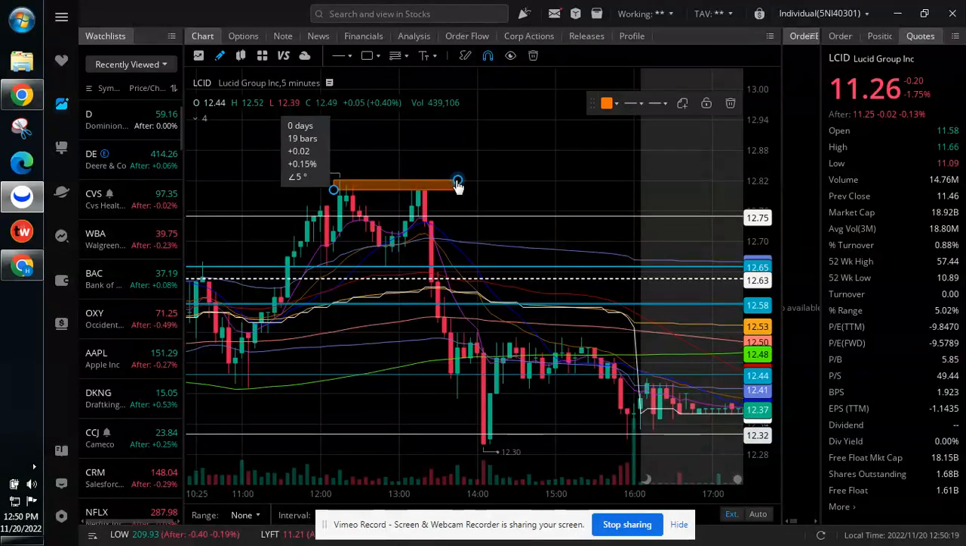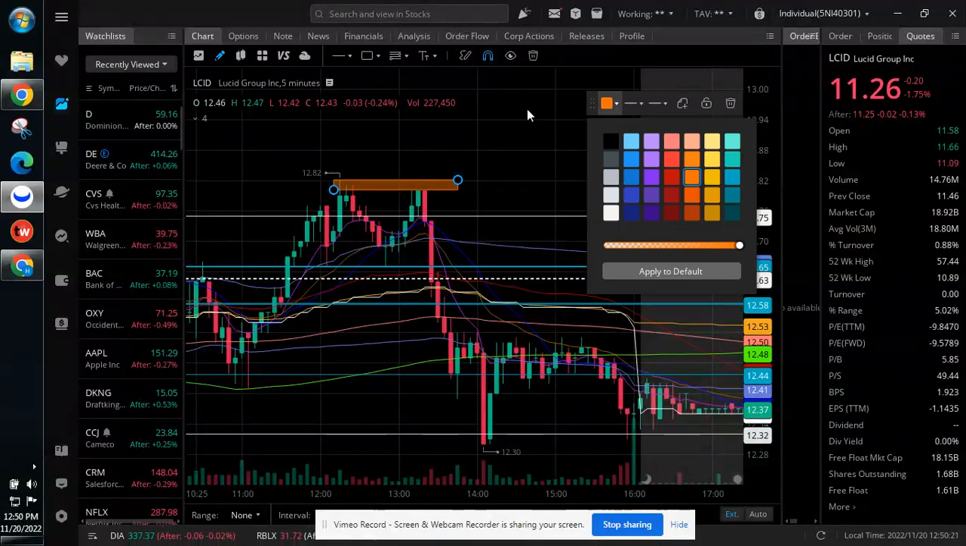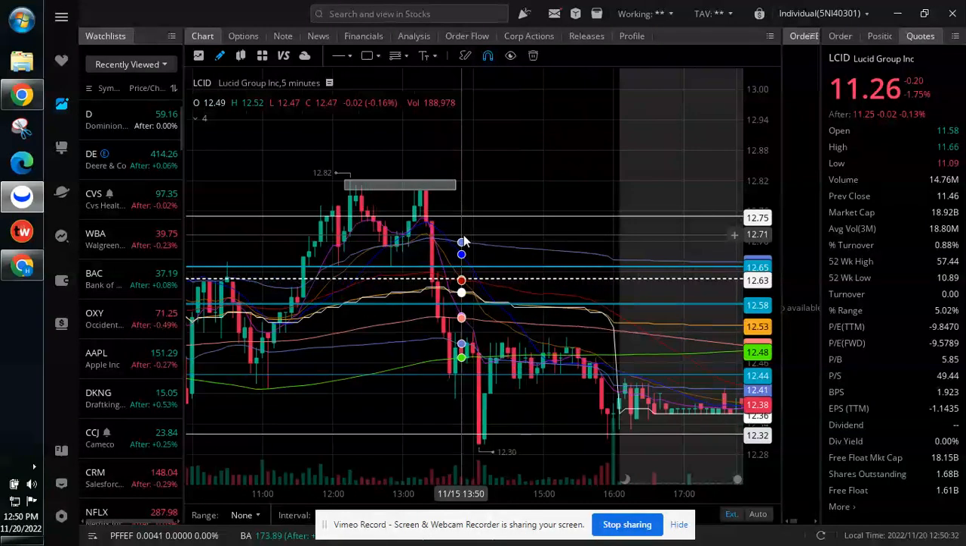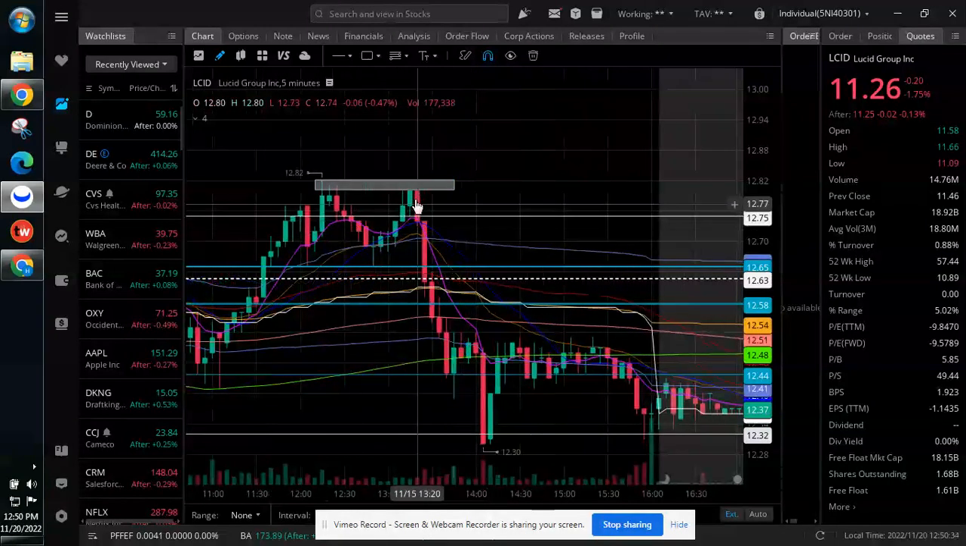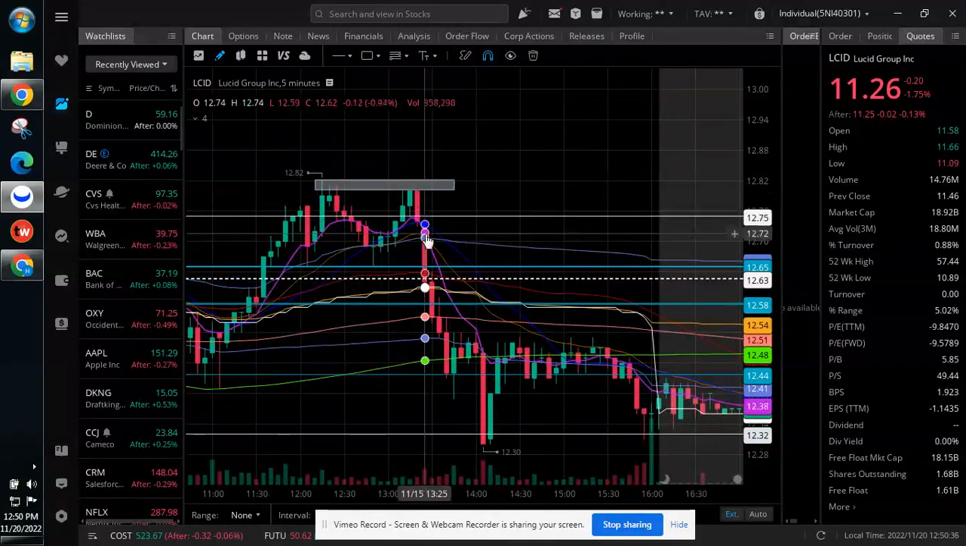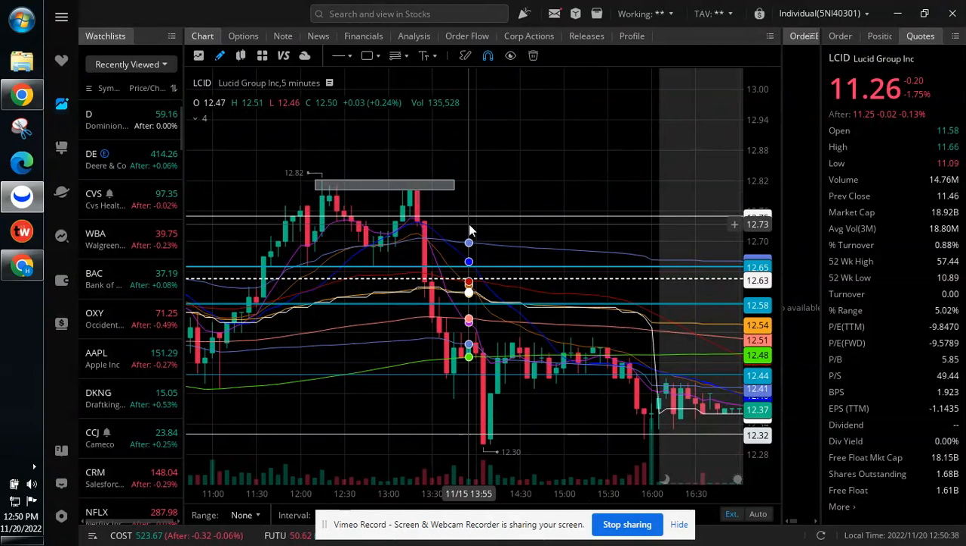We have our pre-market, we have the intraday resistance here. So right off the bat, this was a double top. So that was one indication, double top.